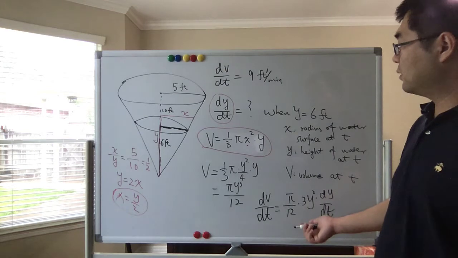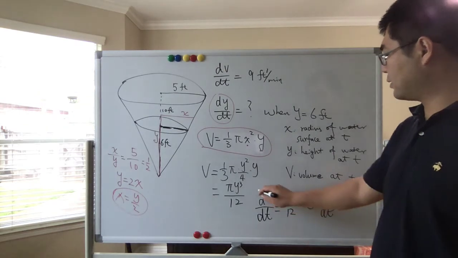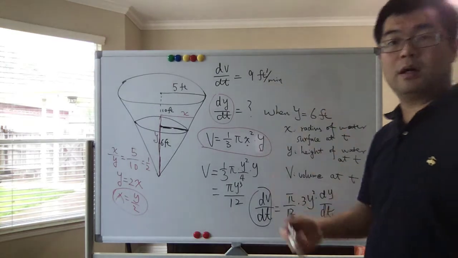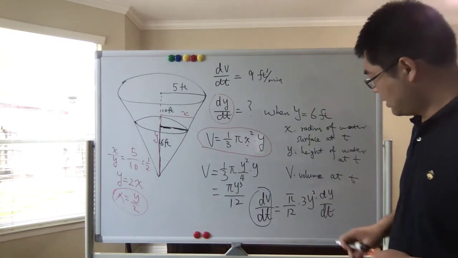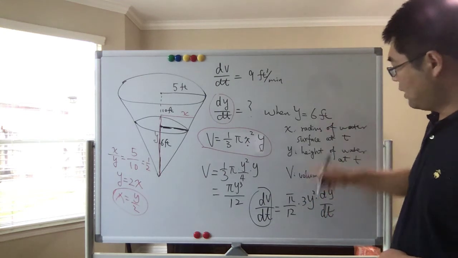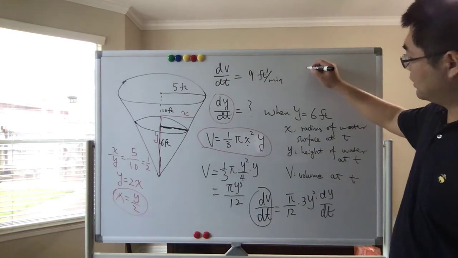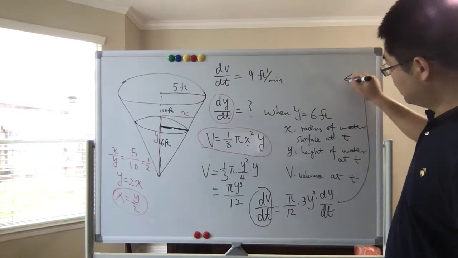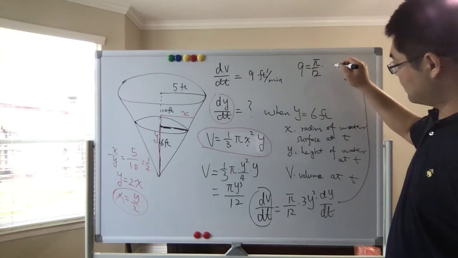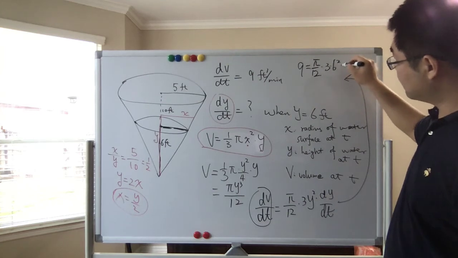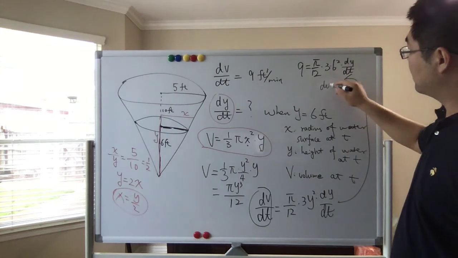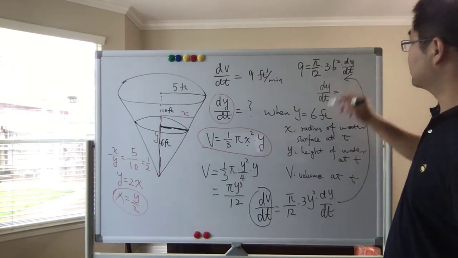And from here, guys, we pretty much have everything. Our dV/dt is given, it's 9, I ignore the unit, and y here equals 6. So you can plug in here. You're going to have 9 equals pi over 12 times 3 times 6 squared, times dy/dt, and then you can solve for dy/dt.